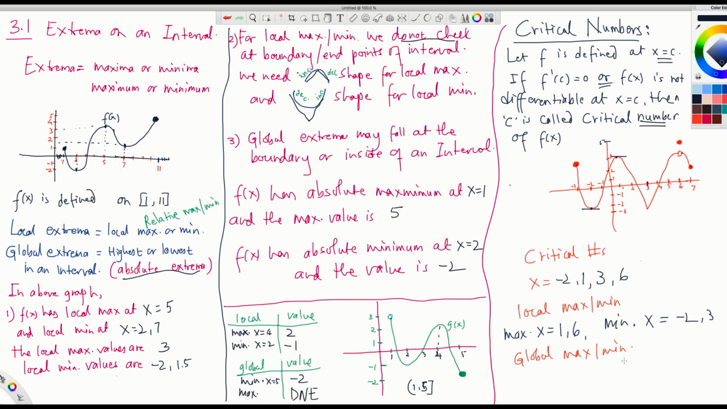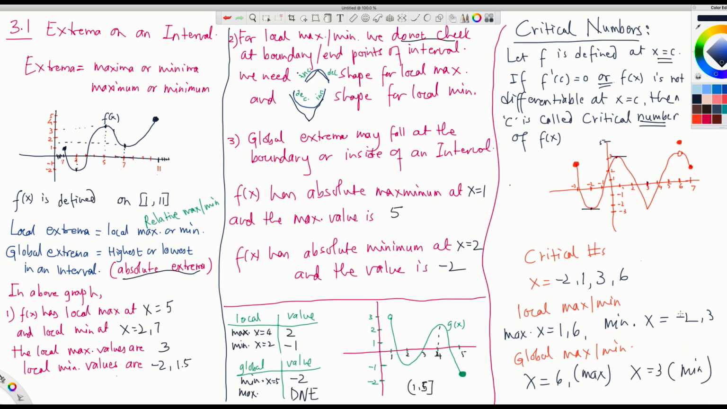And how about the global max and global min? Global max is the one that has the highest of those, so it is at x equals 6, the global max, that is the max, right? And it looks like this is the smallest one, right? At x equals 3, x equals 3 is the global min.